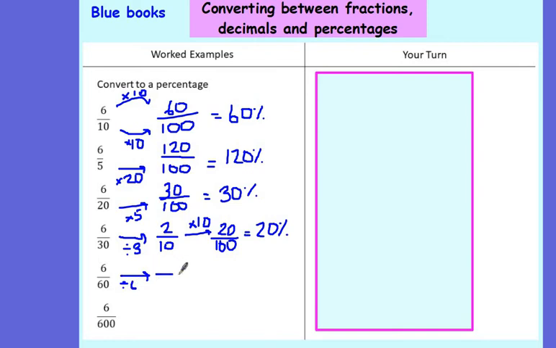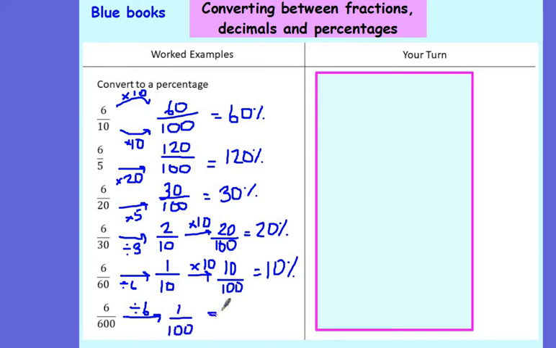If I divide it by 6, I get 1/10 that I can then multiply by 10, which gives me 10 out of 100, which is 10%. And the last one, if I divide top and bottom by 6, I get 1 over 100, which is 1%.